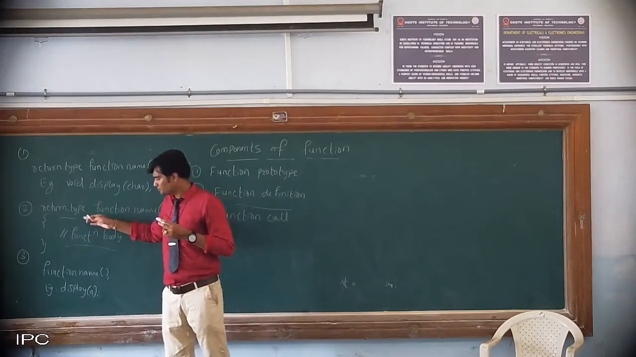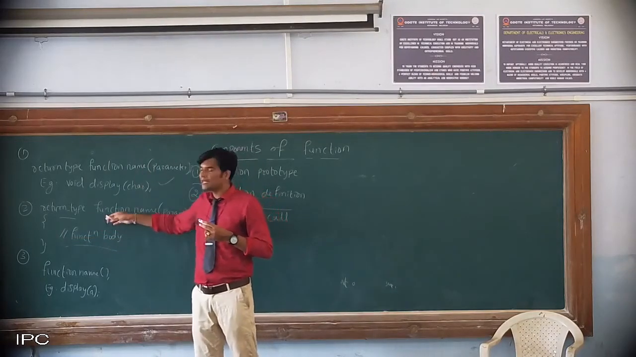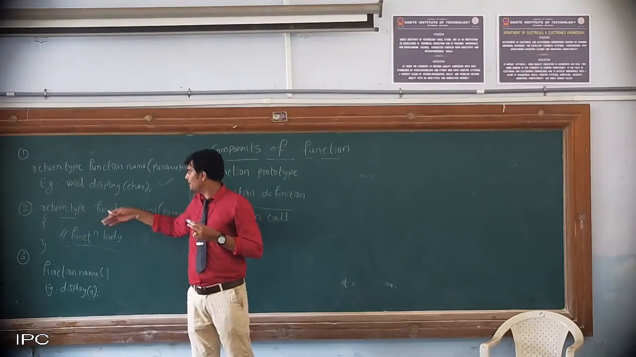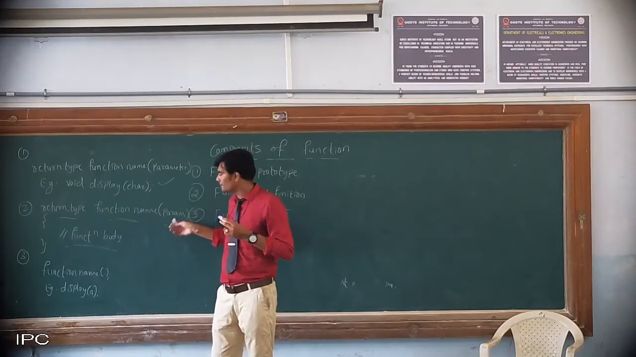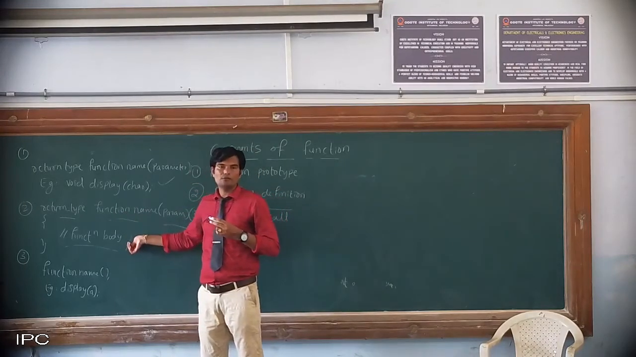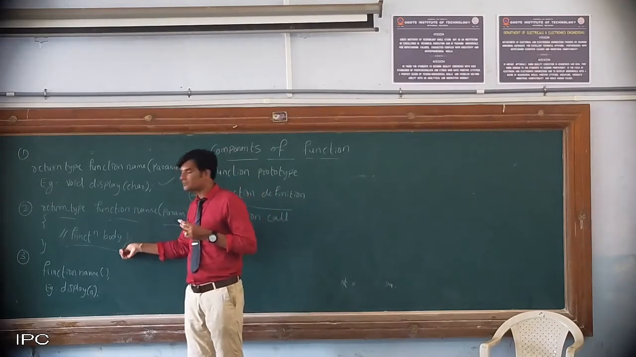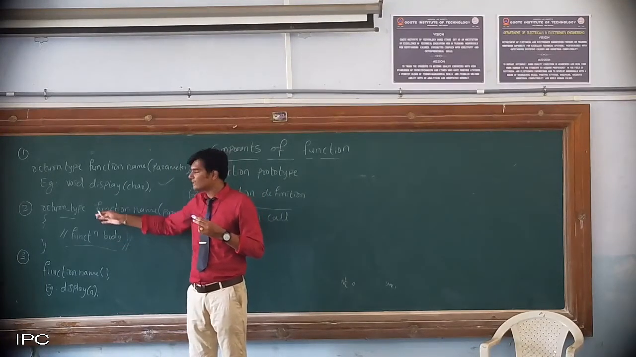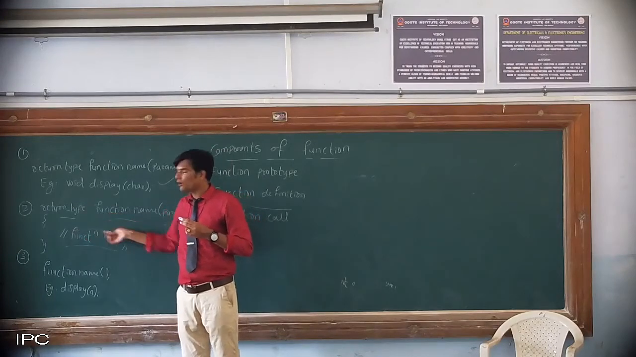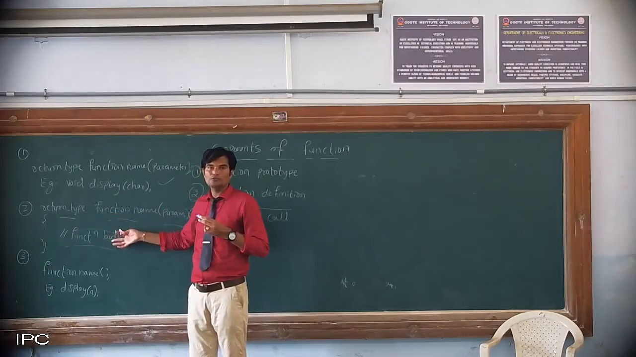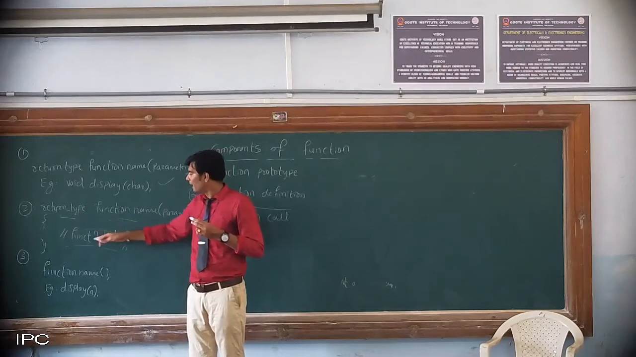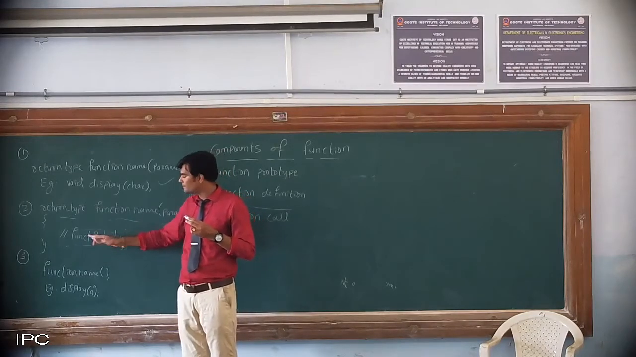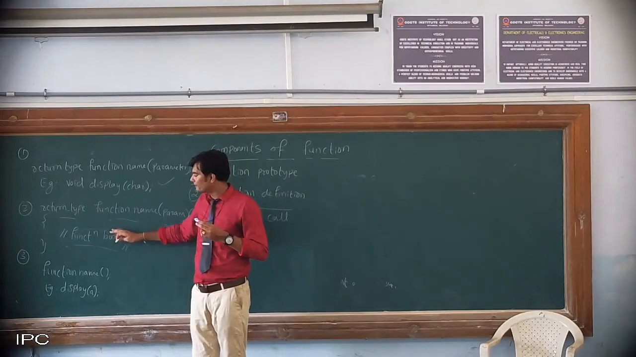Maybe you have called the display function. When you are writing a display function, you can use void display, then pass the parameters, and then you can return the value. Here we are writing the group of statements to display or to perform a particular task. Maybe it is an addition function, where you read two values from the keyboard, perform the addition of two numbers, and display the result. So this is the function definition or function body.